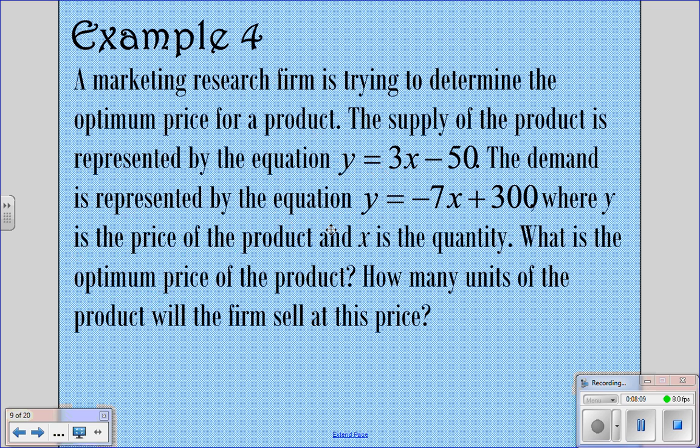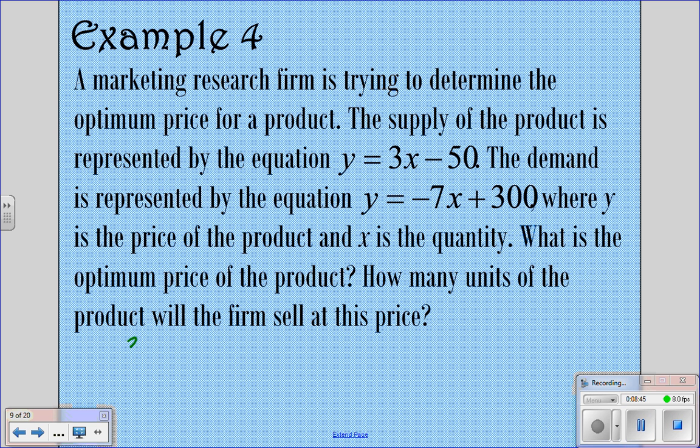Okay. Looking at this next example, a marketing research firm is trying to determine the optimum price for a product. The supply of the product is represented by the equation y equals 3x minus 50. The demand is represented by the equation negative 7x plus 300, where y is the price of the product and x is the quantity. What is the optimum price of the product? And how many units of the product will the firm sell at this price? So optimum price is where the supply and the demand are the same. And so we need to figure out where do these two equations equal each other.